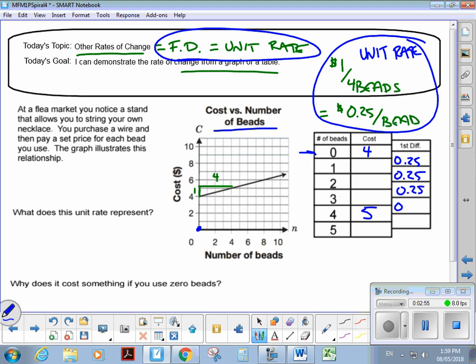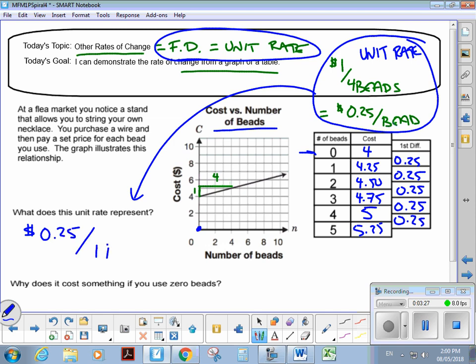All right, so we're just using our graph to find that unit rate, same as what we did when we did partial and direct variation last unit. So if I put 1 bead on, it's 4.25, 4.50, 4.75, and it works out, 5.25. So there we go. So answering the question over here, what does the unit rate represent? Well, we already did that up here. Let's bring that answer down. So the unit rate is 25 cents per 1 bead. All right. So that is what our unit rate represents. So they're charging you 25 cents a bead.